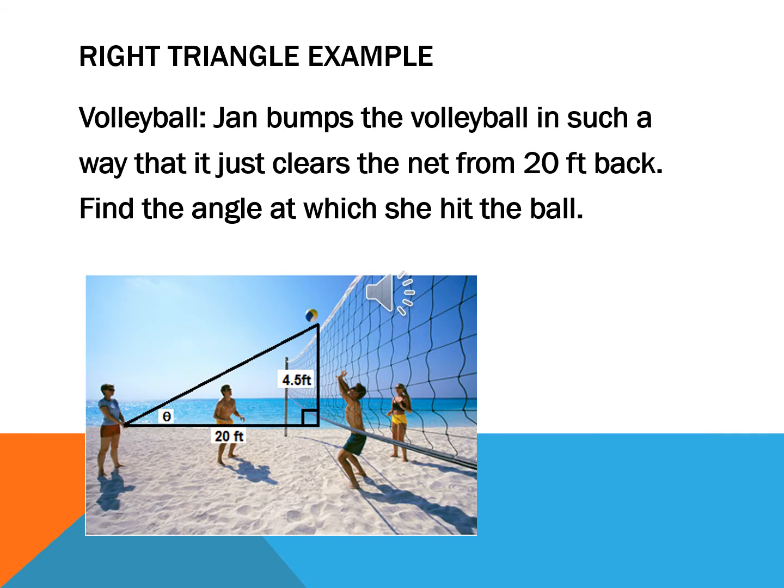Here we have an example for a right triangle. We have a person hitting a volleyball 20 feet away from the net, and the net is 4.5 feet high above where they're hitting the ball. We want to find the angle at which Jan will have to hit the ball. So we are going to use tangent because we have the opposite side of 4.5 feet and the adjacent side of 20 feet. So tangent of theta will equal the ratio of 4.5 over 20 feet.